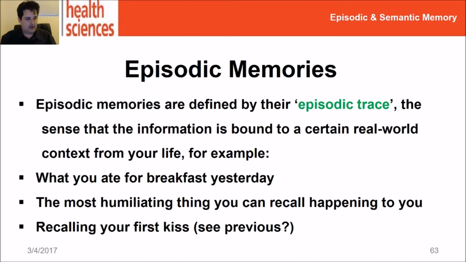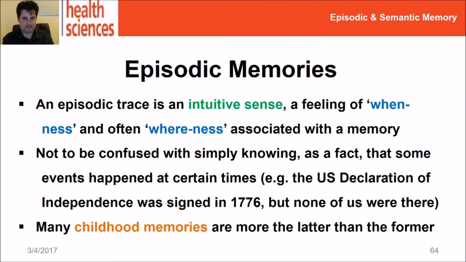So something like what you ate for breakfast yesterday. If you can remember that, you remember it as an episodic memory, something in your life history. If you recall the most humiliating thing that's ever happened to you, that is an episodic memory. Recalling your first kiss may be the same thing as that previous one for some of you. But again, that's an episodic memory. And every one of these things, not only do you know it happened, and you know it happened to or around you, but you have a vague sense of when and where it happened to you. It's part of the narrative of your life history.